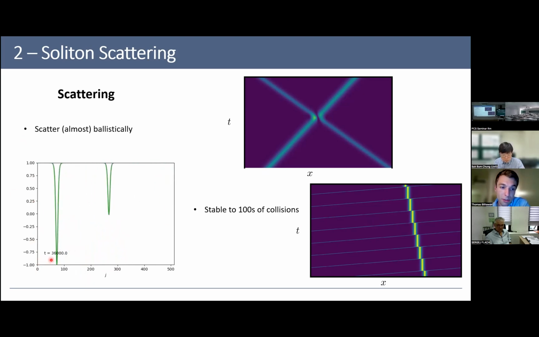And if you look at the time scale, this is in units of J. So these solitons survive hundreds of collisions and up to easily 10,000 J without any dissipation. Neither the fast-moving soliton nor the stationary soliton emits anything throughout this process. So they perfectly scatter ballistically, essentially forever as far as we know.